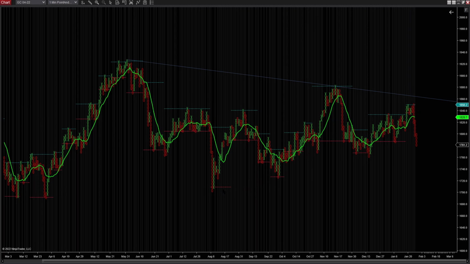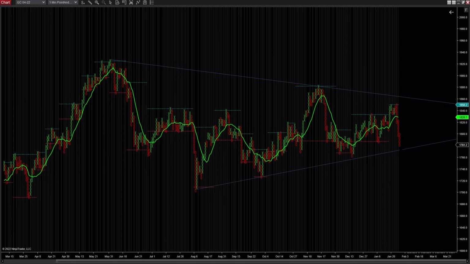Okay, so here we see that we are in a triangle, and then we will see if this one is going to break to the downside or to the upside. So right now the bias is to the downside. It moved away quite a bit from the 10 bars moving average, and then it is threatened to break this one here.